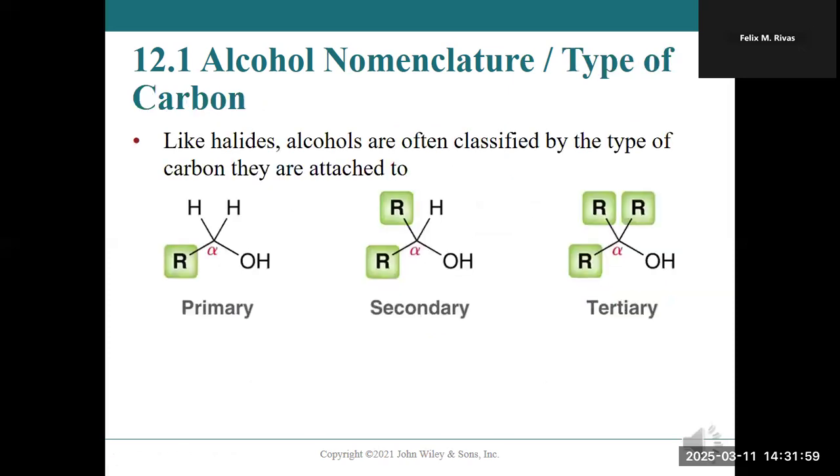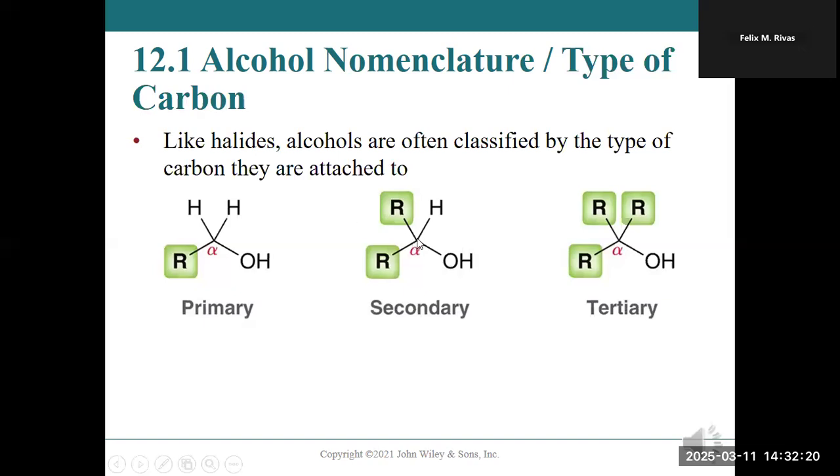For alcohols, it is important that you are able to identify whether it is primary, secondary, or tertiary. In this case, primary always refers to the alpha carbon that contains the alcohol having one R group. And to remind you, the R group represents any carbon source. It could be a methyl, ethyl, propyl.